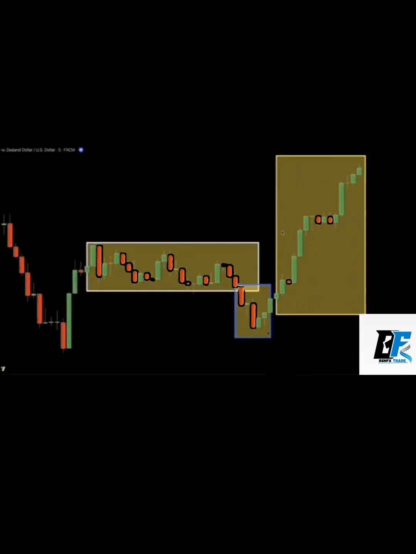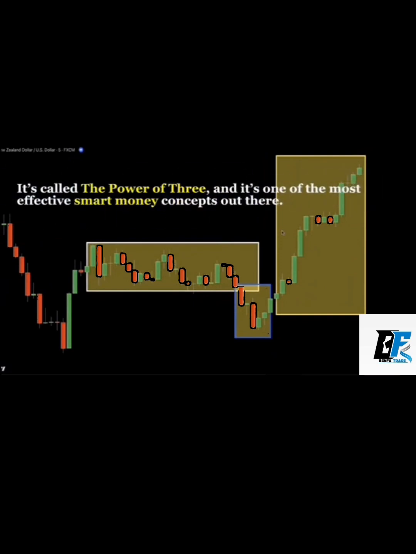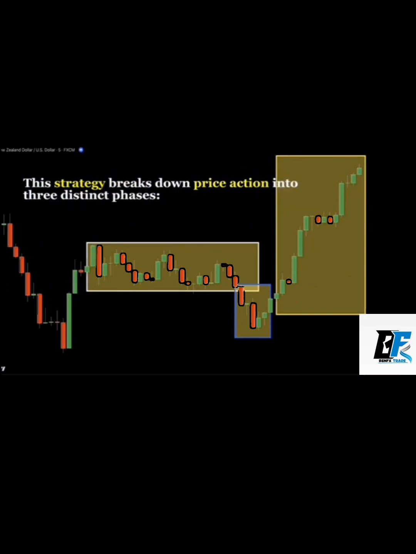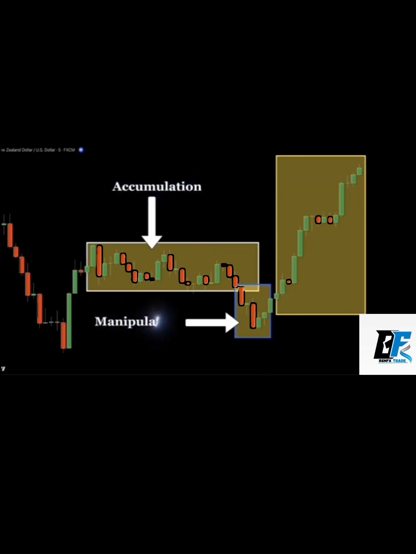Let's kick things off with the first strategy, and it's a big one. It's called the power of 3, and it's one of the most effective smart money concepts out there. This strategy breaks down price action into 3 distinct phases: accumulation, manipulation, and expansion. It's a blueprint for how institutional traders operate.